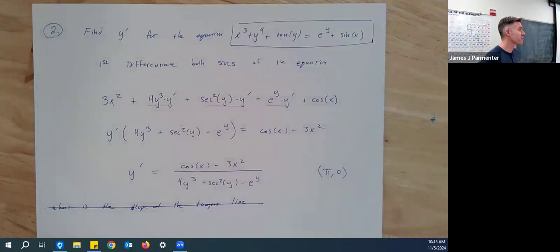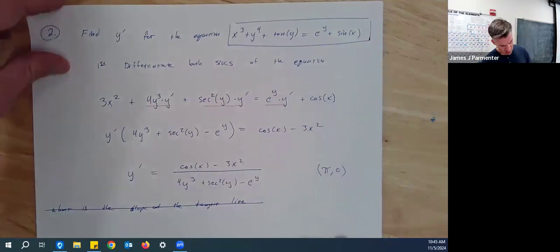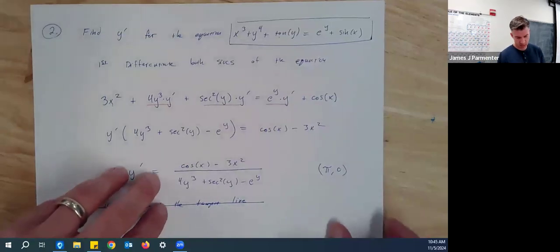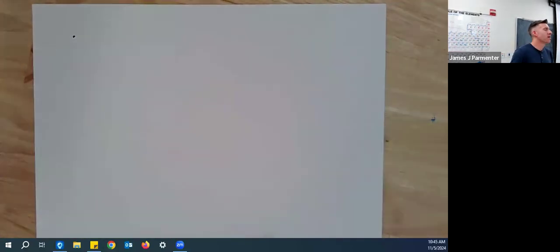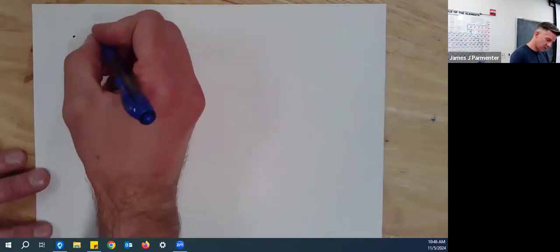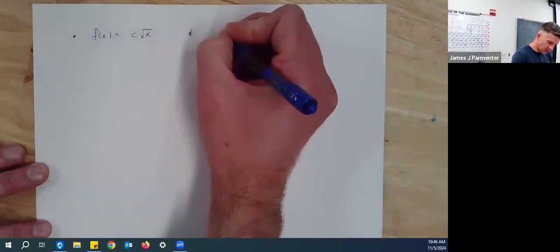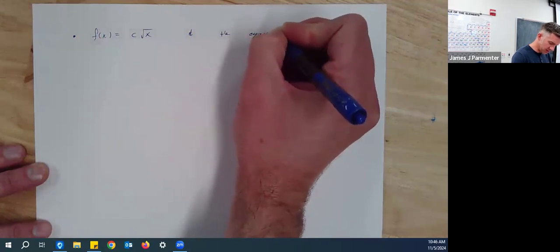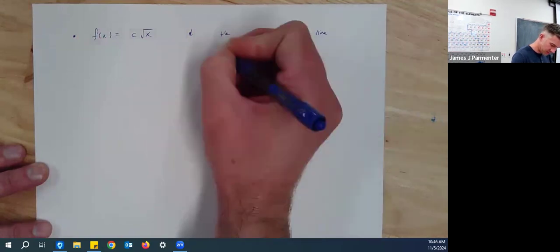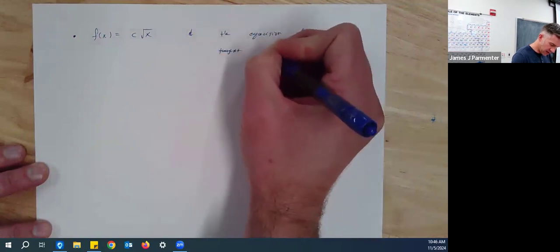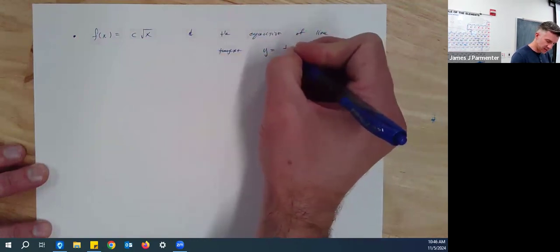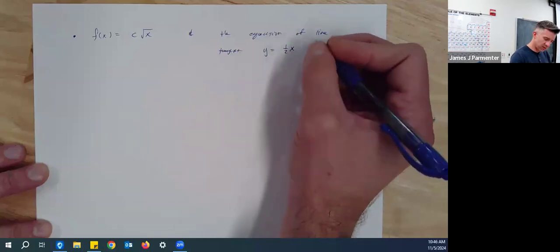The equation, and it was like find c, y equals c square root of x. So they gave us the equation of the line. Y equals c square root of x. So we have f of x equal to c times the square root of x. And the equation of the line tangent was y equals 1/2 x plus 9/2.